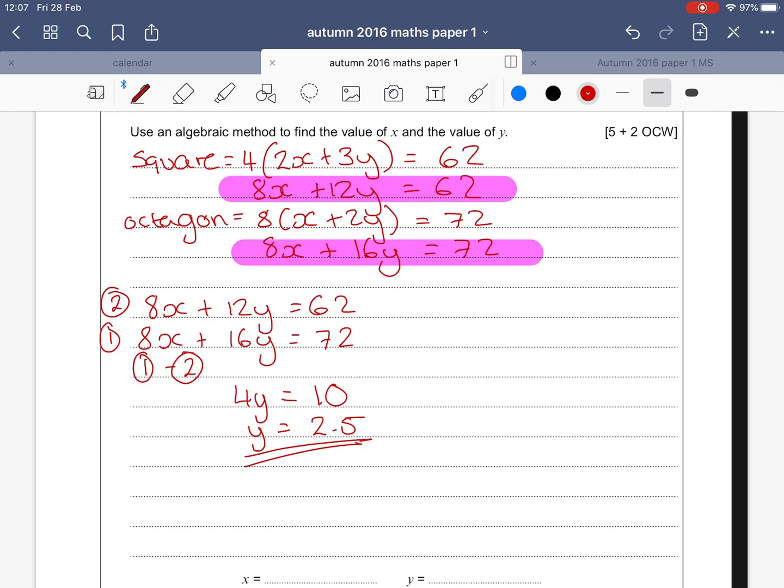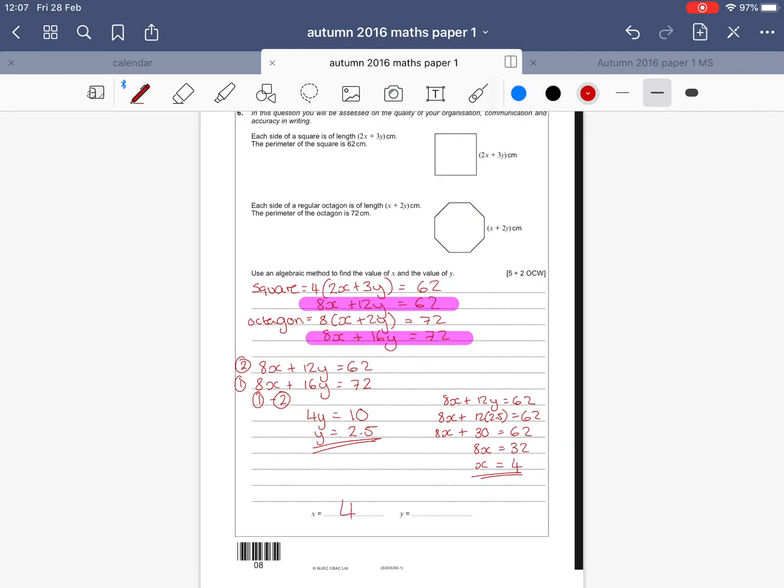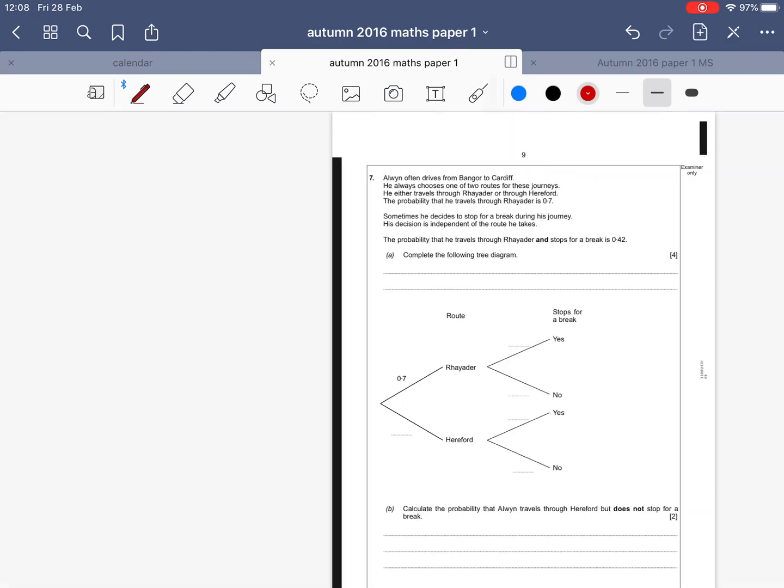I'm going to put that back into an equation. I'm just going to put it into the top one. So instead of 8x plus 12y equals 62, my y is now 2.5. So I've got 8x plus 12 times 2.5 is 62. 12 times 2.5 is 30. That's equal to 62, so take away your 30. So 8x equals 32. Divide by 8 to get 4. So x is 4, y is 2.5.